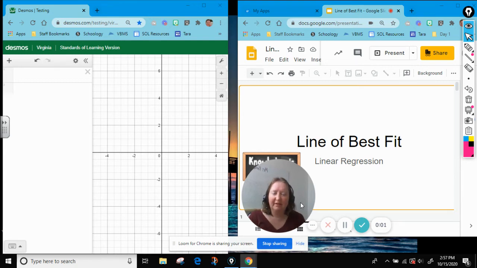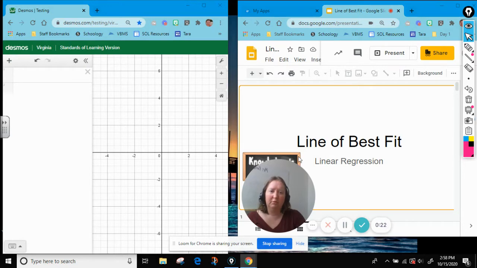Hello students, this is how to find the line of best fit or linear regression. Okay, you have to have a graphing utility like Desmos in order to do this. You can also do it on a TI-84 or a bunch of different calculators, but I'm going to show you on Desmos because that's what we have available to us most easily.